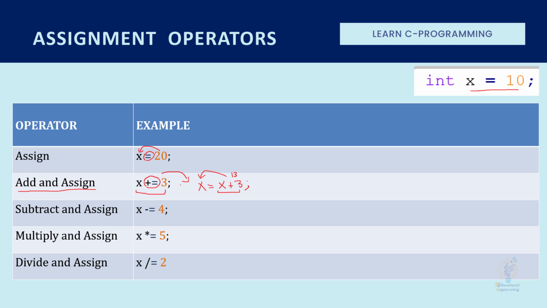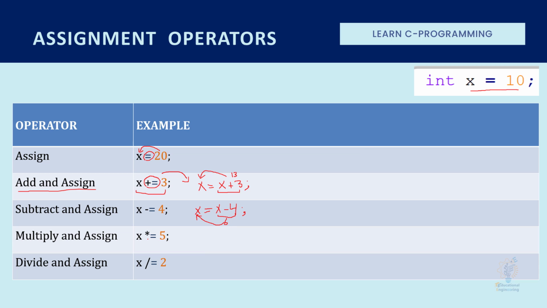Now the same thing goes for all of these equations. x minus equal 4 is basically x equals x minus 4. And if x is 10, then 10 minus 4 is 6. So the value of 6, which is the result of this, will be stored inside x. So the x value will be updated and become 6.